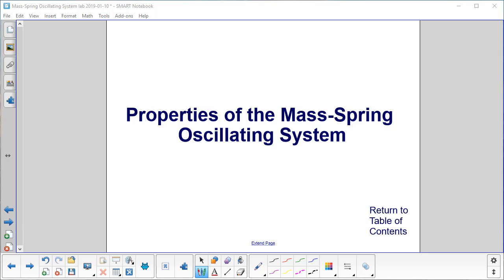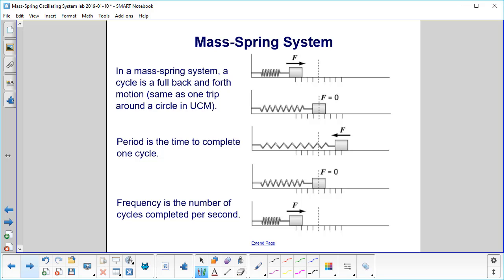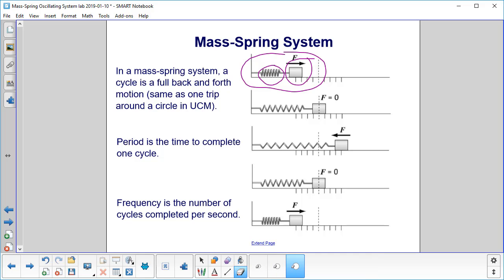Properties of the mass spring oscillating system. In a mass spring system, and here's the mass, here's the spring, this entire thing is the system, a cycle is a full back and forth motion, which is the same as one trip around a circle in uniform circular motion. So let me just erase this.